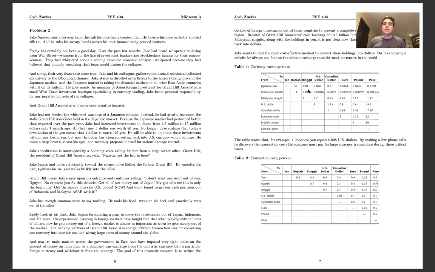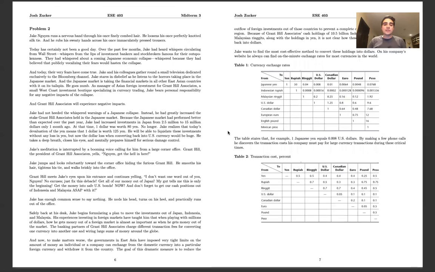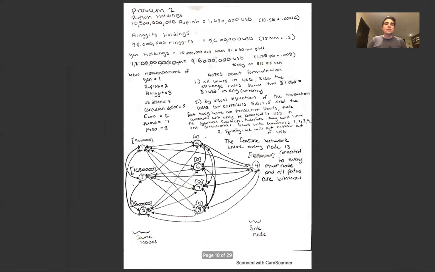It's only important in understanding how much of their holdings is actually in USD so that the whole problem can be solved just in USD, which makes everything a lot simpler. For example, our transaction limits are given in USD, and so that's the only thing we use it for. So without further ado, we're going to take a look here at where we started.